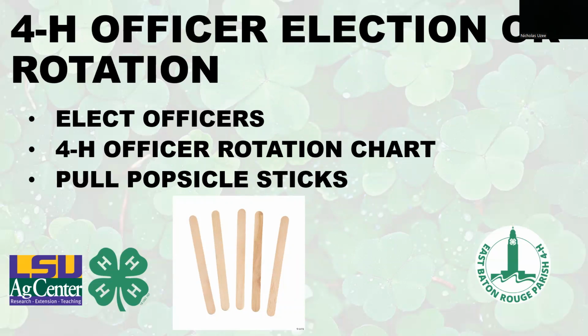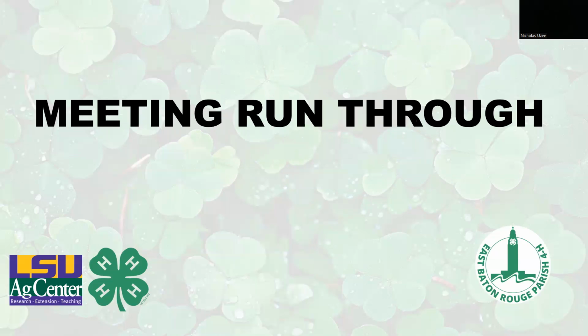Now, when going through and selecting officers, there are multiple ways that you can do this, and it's kind of pertinent to how your club decides to conduct itself. The first is to elect officers in a traditional way, followed by a 4-H officer rotation chart so that each student is allowed to conduct the meeting in a different officer role, followed by pulling popsicle sticks with officer roles on them so that students are randomly chosen.